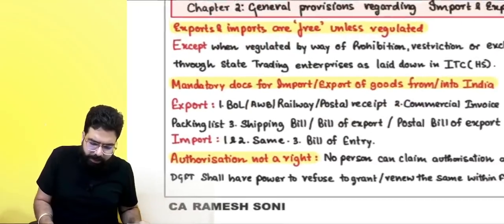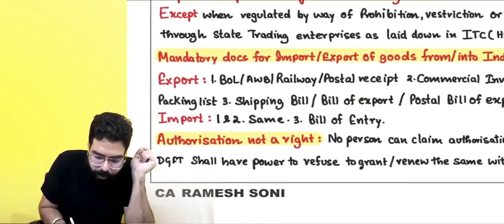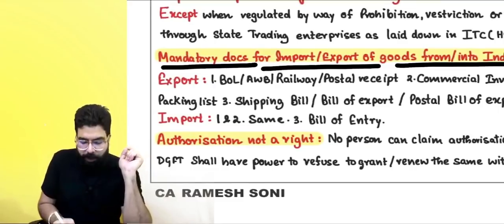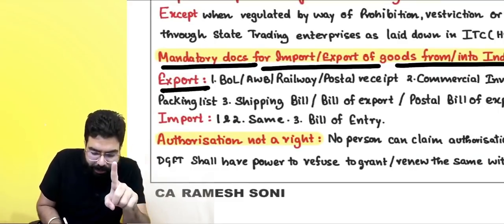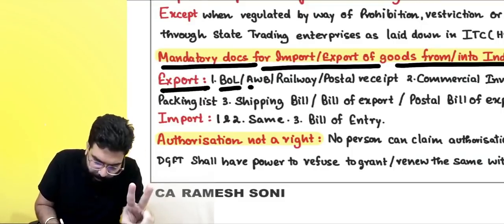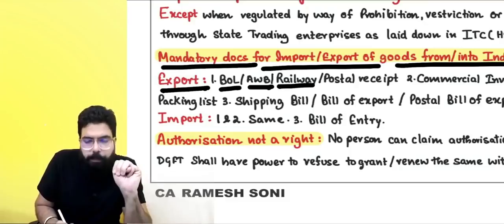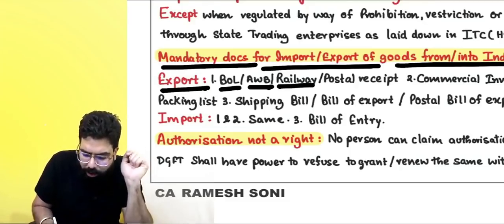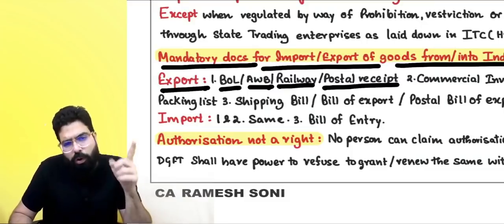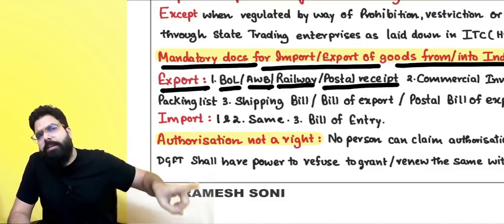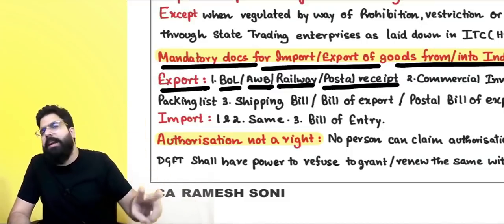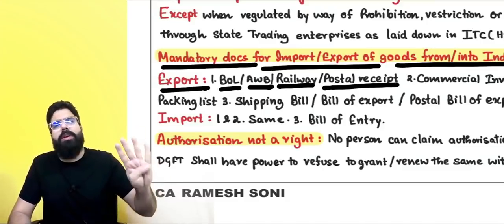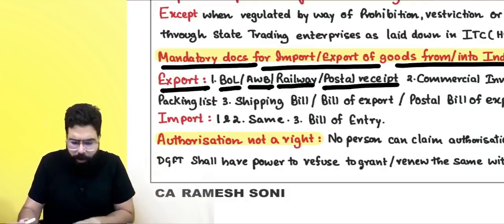Everyone, sir, what are the 3 documents? See, I have written it down. Mandatory documents for import or export from India or into India. In case of export, you should have the bill of lading, the airway bill number, or the railway receipt if you are sending by rail, or the postal receipt if you are sending by post. Number one document: if you are sending by ship, the bill of lading; by air, the airway bill number; by rail, the railway receipt; by post, the postal receipt. Number one document for export.